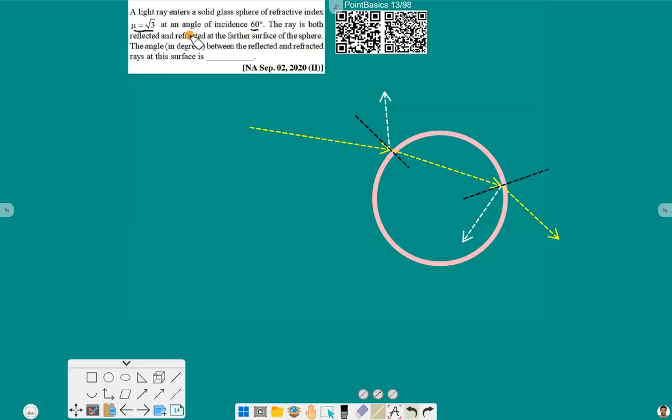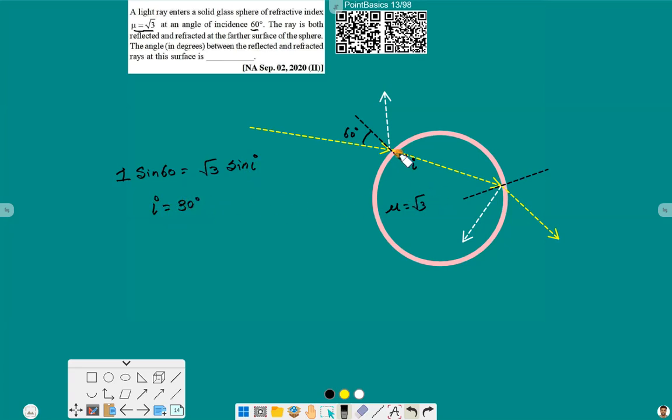Now as per the statement, our first angle of incidence is 60 degree, so this angle is 60 degree here, and here refractive index is root 3. So what we can find out, we can find this angle. So suppose this angle is I here. So using Snell's law, we will get refractive index of air into sine of 60 equals root 3 into sine of I. From this, our I will be 30 degree.